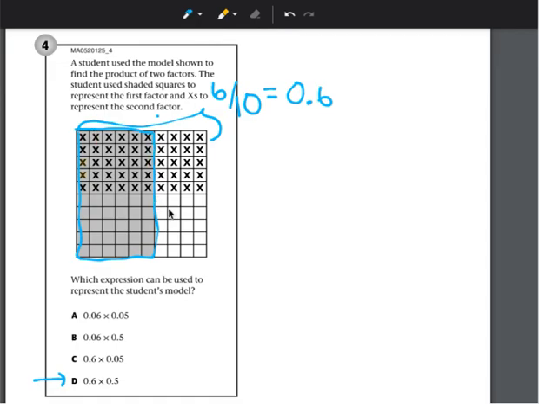Well, how many of these columns are shaded in gray? There are 6 that are shaded in gray. Out of how many total columns are there? Well, there are 10 total columns. So 6 of 10 are in gray. That also could be expressed as 6/10 this way, which certainly is the first factor that we're seeing.